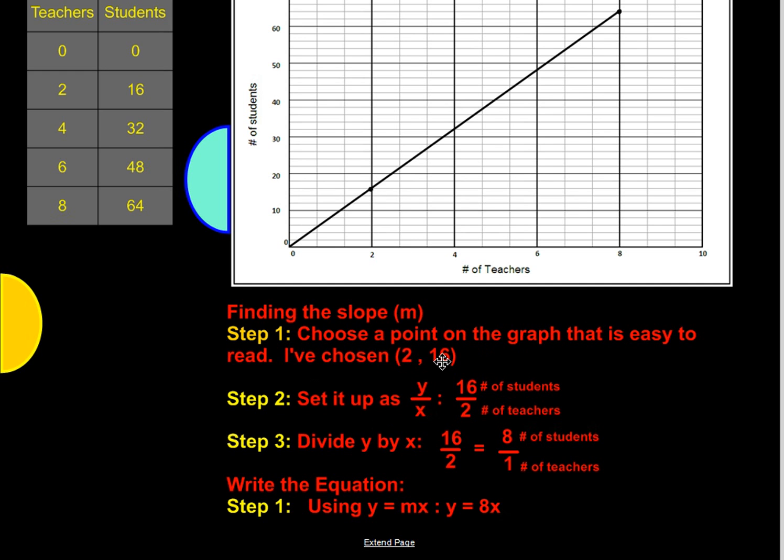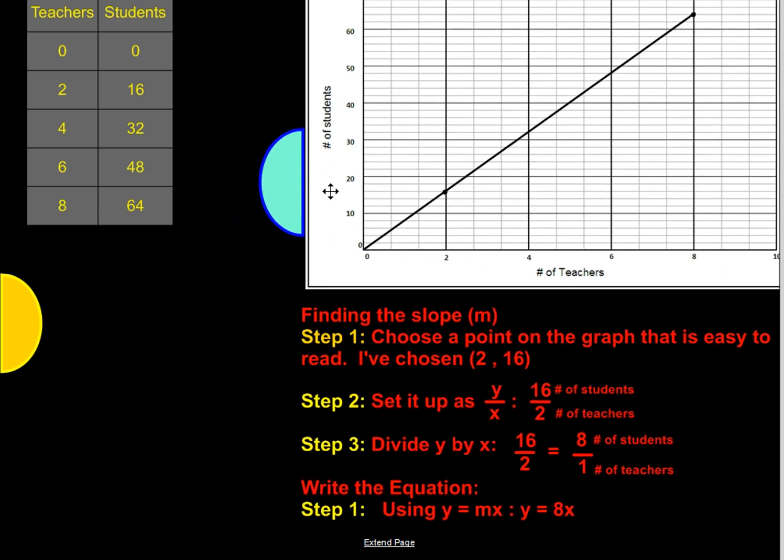Once I have the coordinates, I can set it up y over x, which gives me 16 over 2, 16 being the number of students, 2 being the number of teachers. Now, focusing on the 16 and the 2, I'm going to divide y by x, 16 by 2, and that gives me 8, or 8 over 1, as my slope. So I have 8 as my number of students, 1 as my number of teachers. Using the slope, I can then insert that into an equation, y equals mx. So the equation I have is y equals 8x.